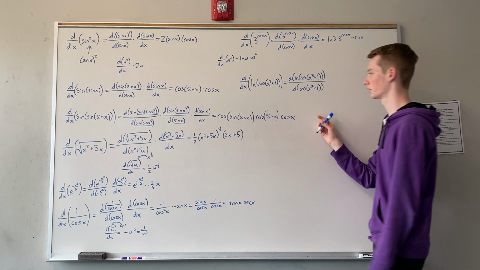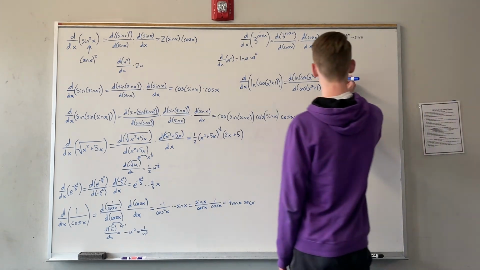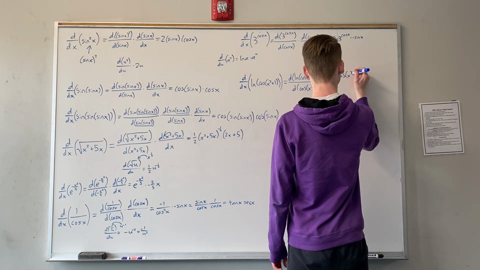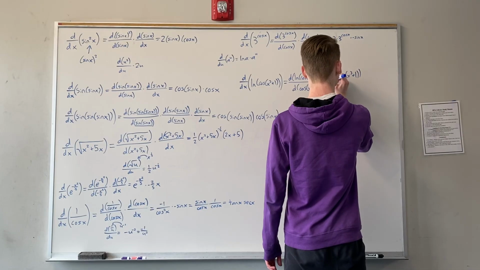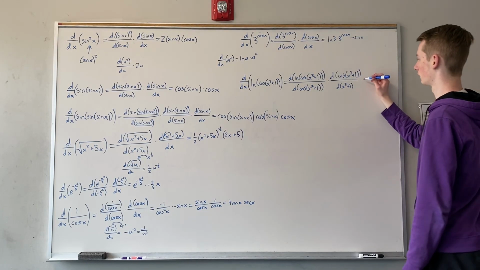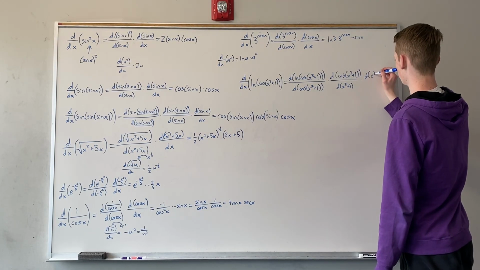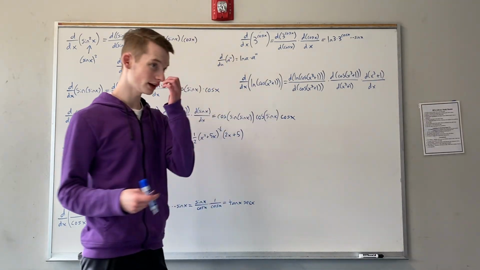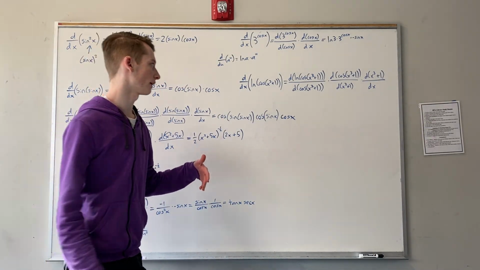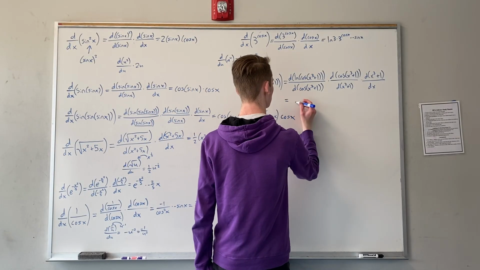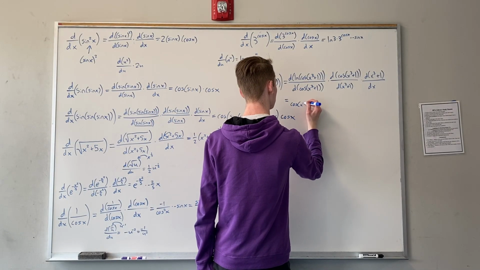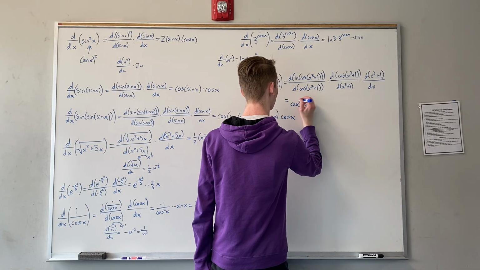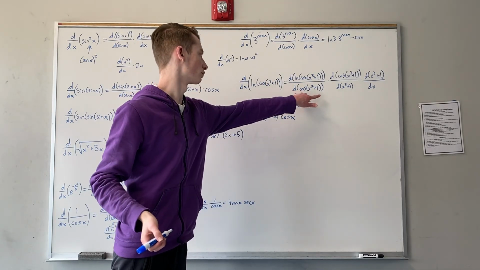That stuff being cosine of x cubed plus 1. Then derivative of cosine of x cubed plus 1 with respect to whatever is inside of it, which is x cubed plus 1, multiplied by derivative of x cubed plus 1 with respect to whatever is inside of it, which is just x. Derivative of natural log of whatever with respect to that is 1 over that thing. So 1 over cosine of x cubed plus 1. Hang on, the 1 over is coming. There you go. So 1 over cosine of x cubed plus 1, that's this part.